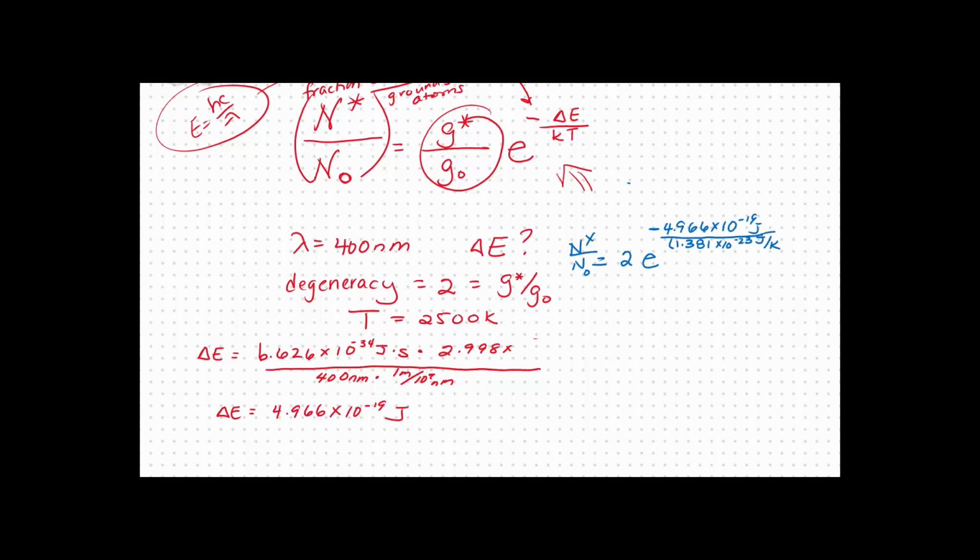Now I need to multiply that Boltzmann constant by the temperature. The temperature must be in Kelvin. Happens to be in Kelvin. That's convenient, 2500. When you punch all that into your calculator, the most common mistake I see is forgetting the negative sign. So make sure you have that negative sign.